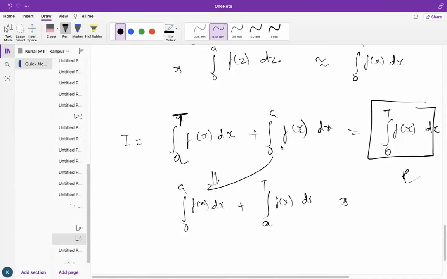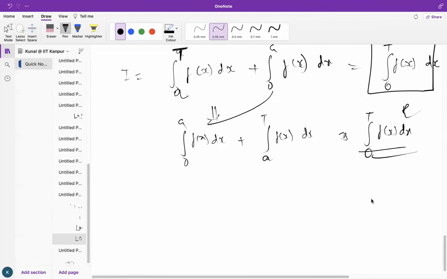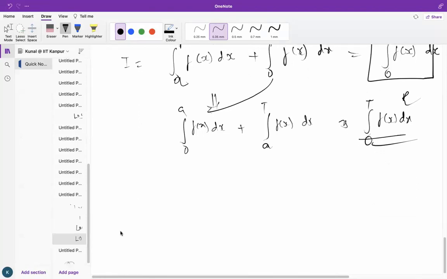So by using the property that we read in our lecture number 1, we can write it as the integral from 0 to t of f(x) dx. I hope it will be clear to you. Now let's move to the proof of property D.